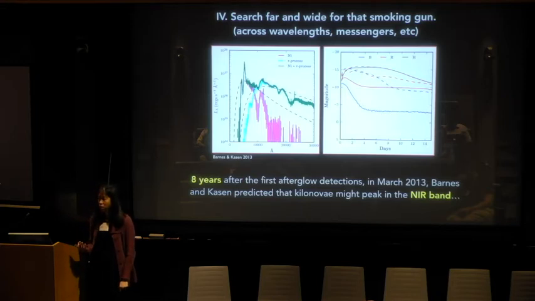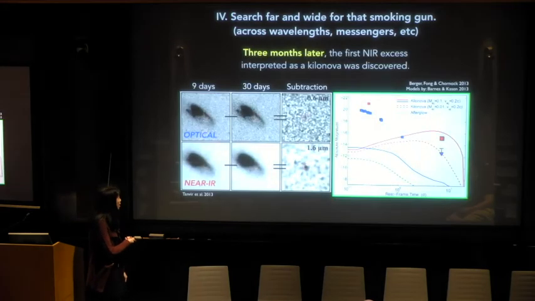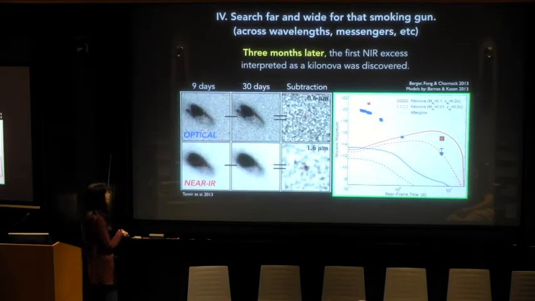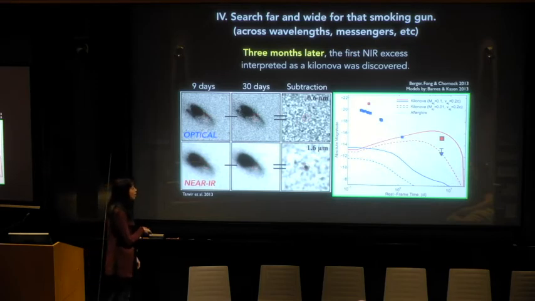A lot of our searches by necessity had been done in the optical. And then 3 months later, it turns out that the first near infrared excess was actually detected and interpreted as a kilonova. So this is just a snapshot of a short gamma ray burst location, and you can see there's a clear excess in the infrared. And this is just a light curve version of that figure.